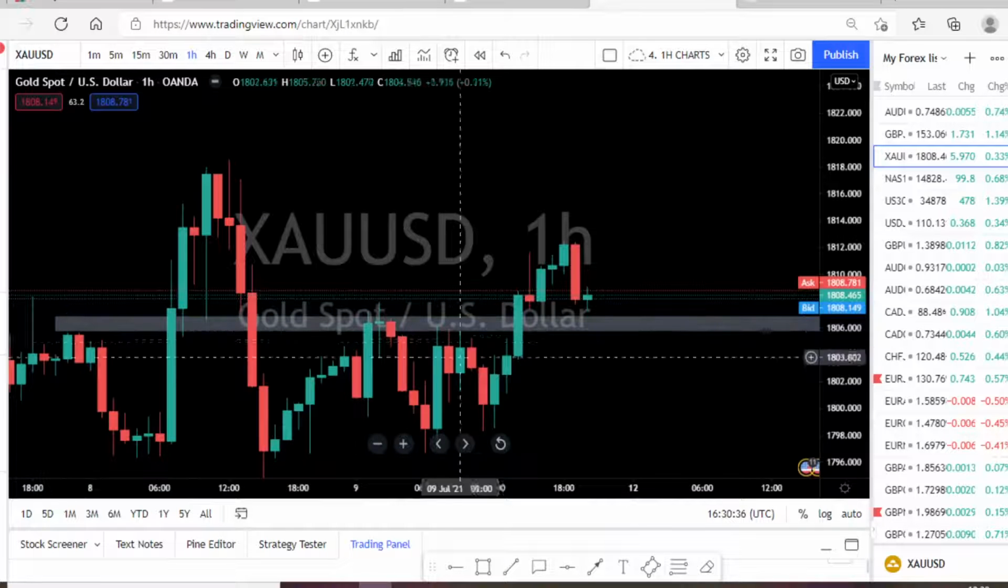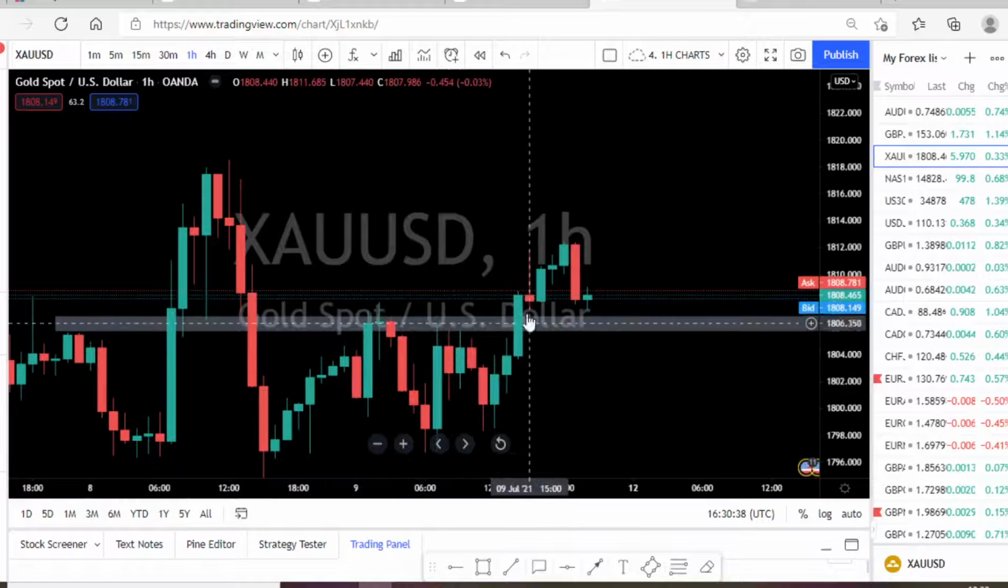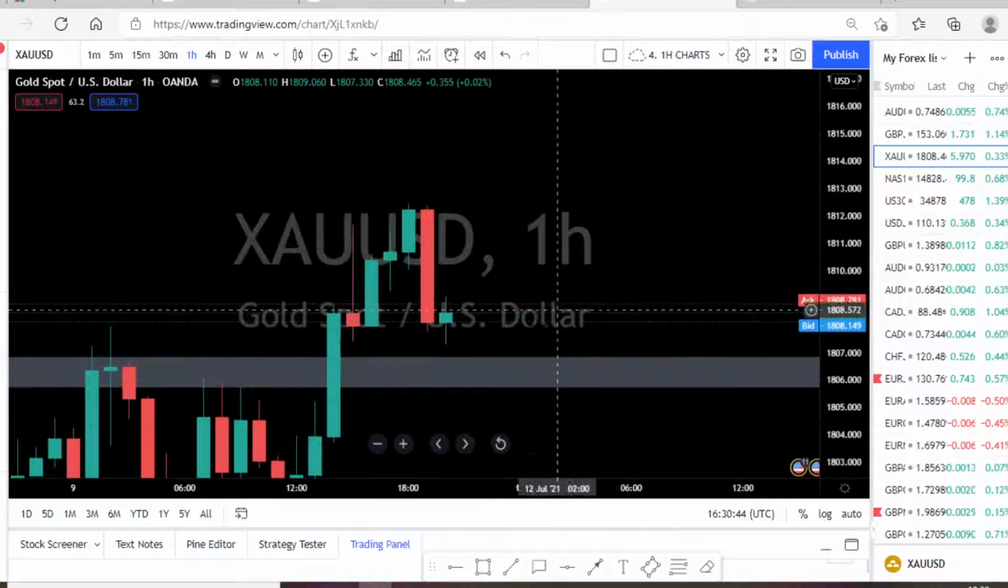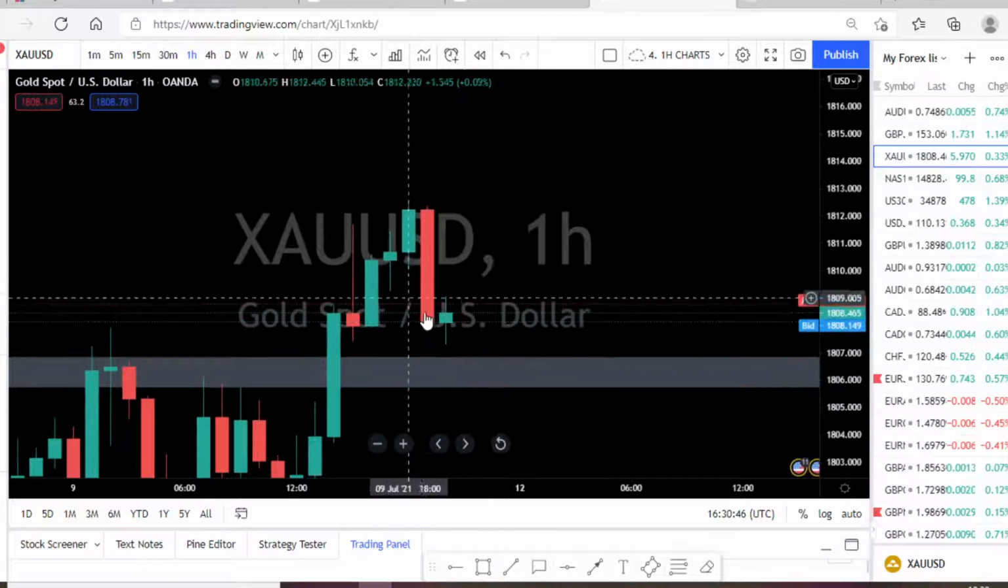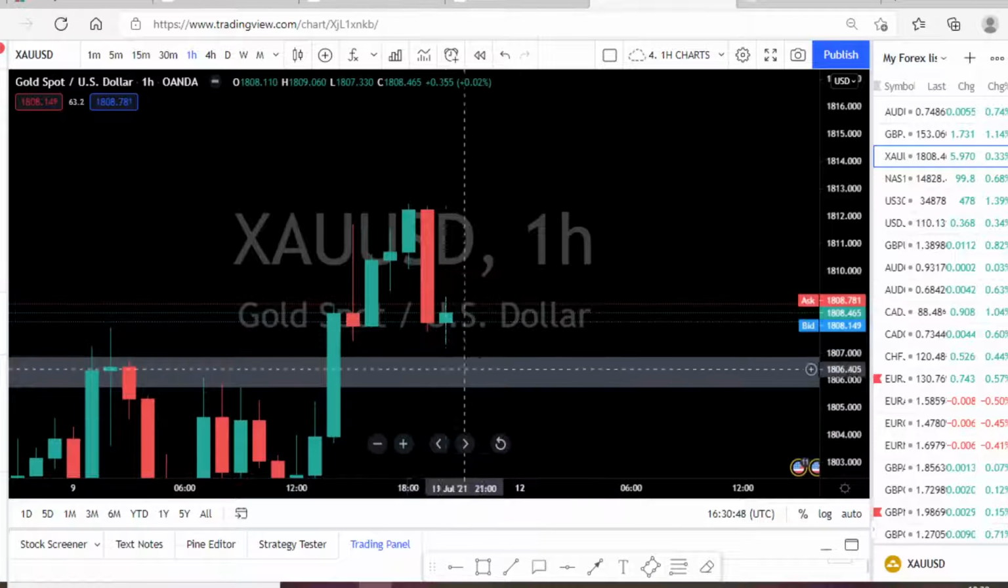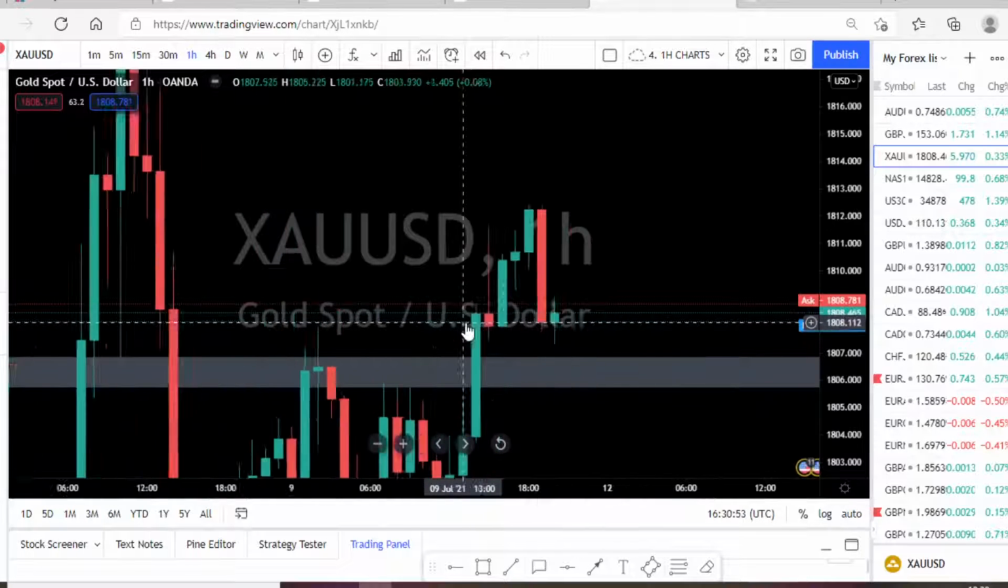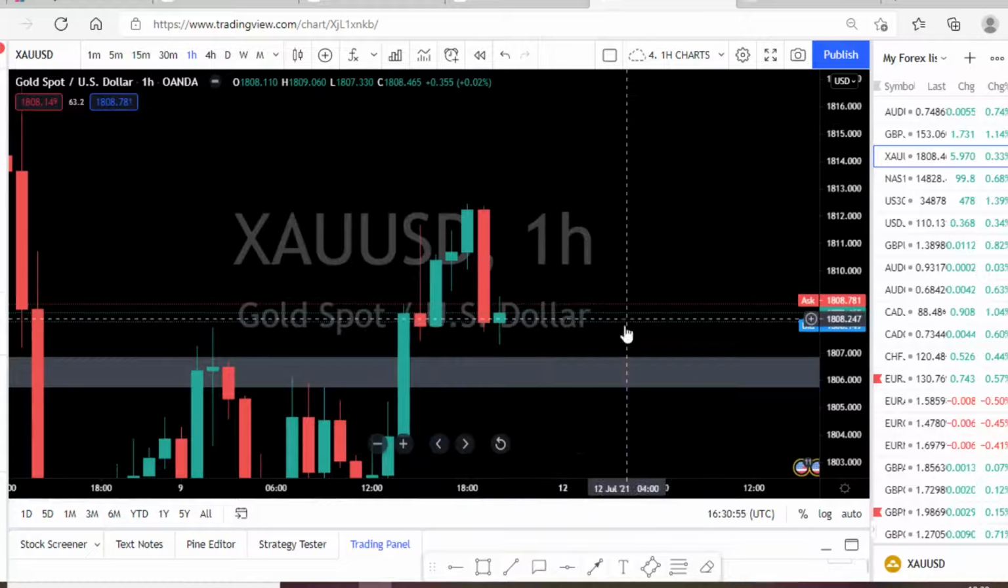We have a test of a resistance, just a test, then the breakout that we were looking for. After the breakout, the second retest. And we have this kind of candle right here. This is a reversal candlestick pattern. So what is it that we are looking for at this point?